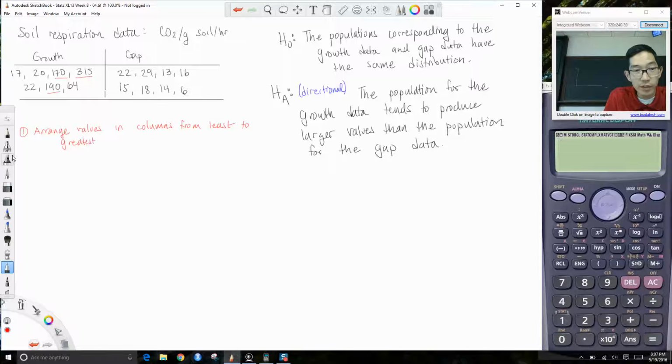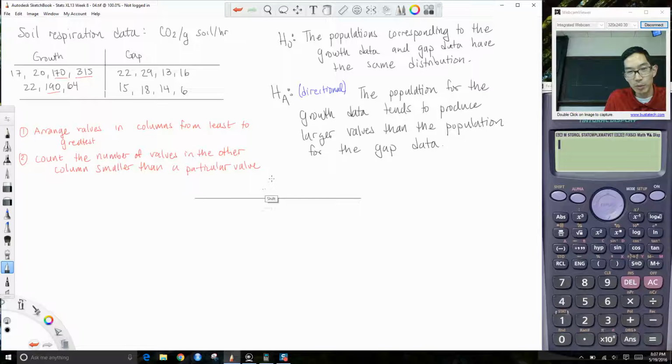Okay, and then after we do that, we are going to count the number of values in the other column smaller than a particular value. It sounds funny to write, but it'll all make sense when we try this out. Okay, so kind of in the center here, I'm going to make my 2 columns of data.